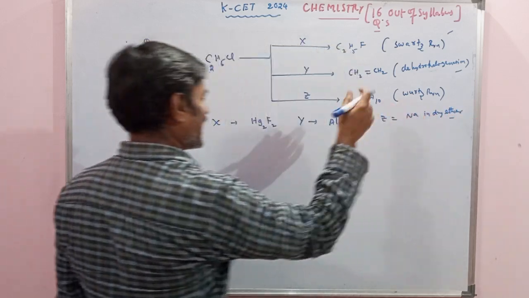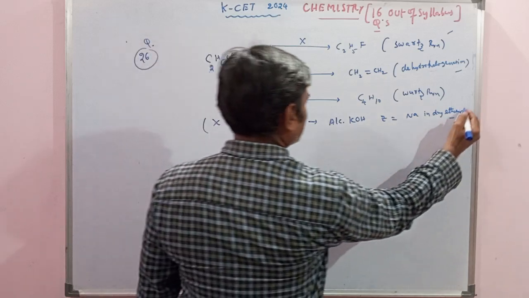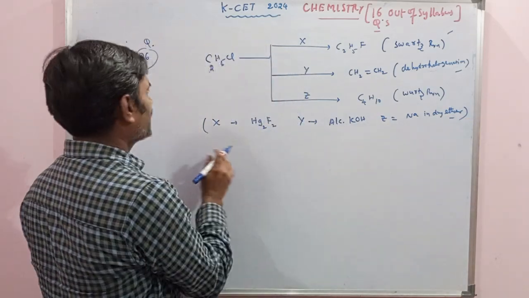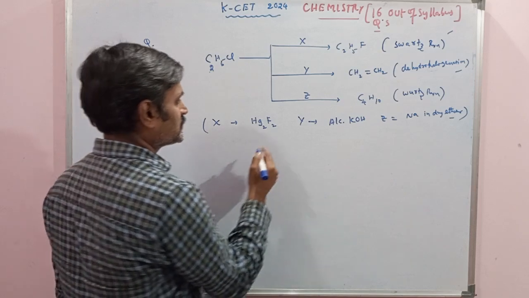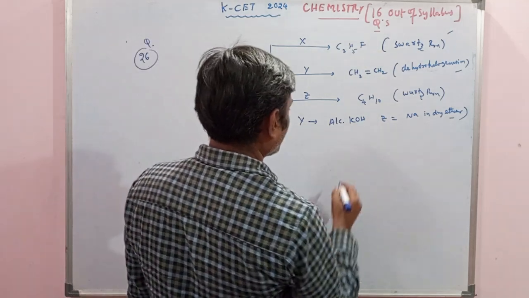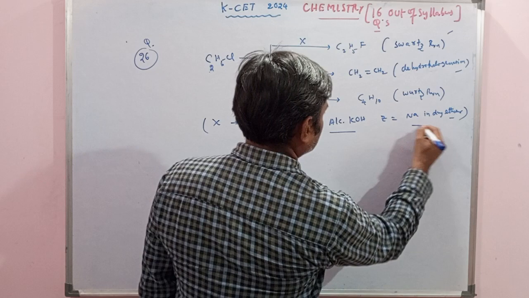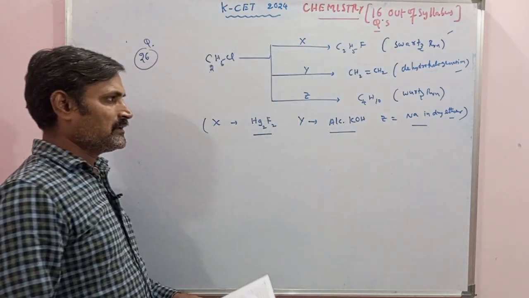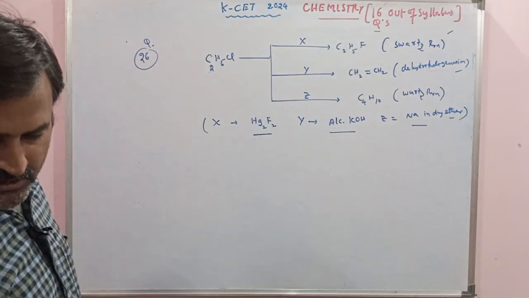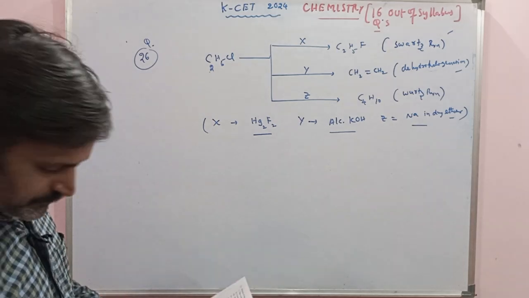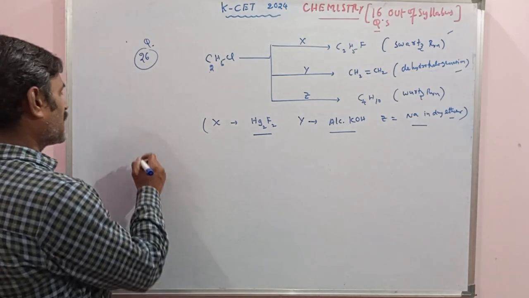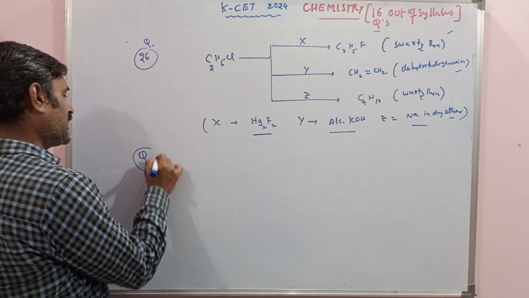So Wood's reaction is repeated two times, I can say, as in this examination two questions have been asked from different chapters. So X is mercurous fluoride, Y is alcoholic KOH, Z is sodium metal in dry ether. That is the scheme of reaction given in question number 26. Let's move on to question number 27.